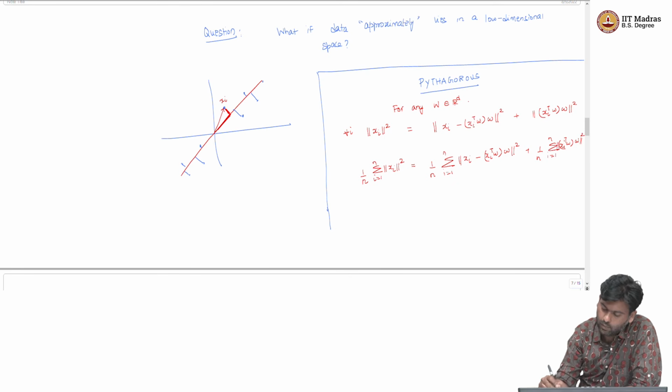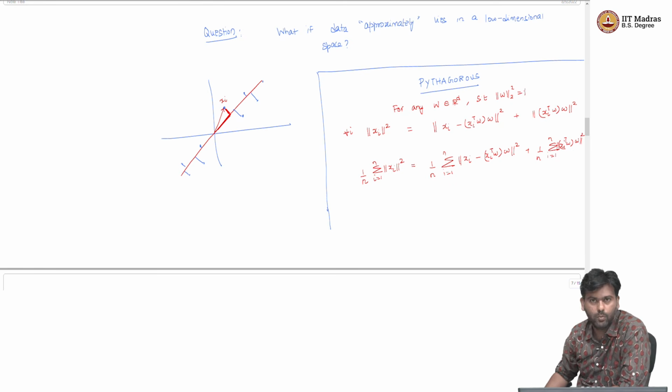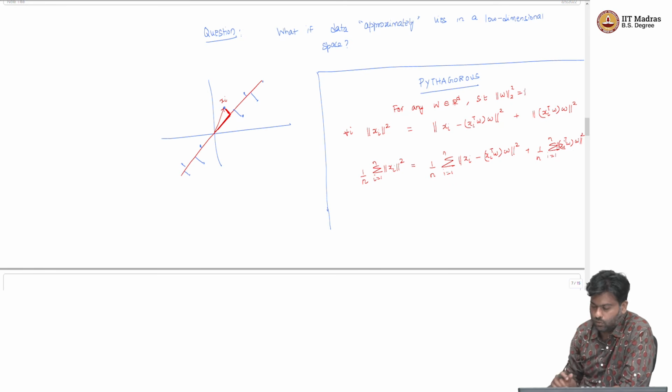Well, for any w in R^d, but then we typically care about w such that w's length is 1. The fact is true for any w. Well, if you have any w, then you will have to divide this by the length of w. So, let us fix the length of w to be 1, so that this is true always. Okay. So, now what are we saying?